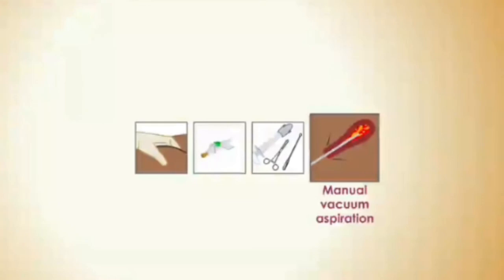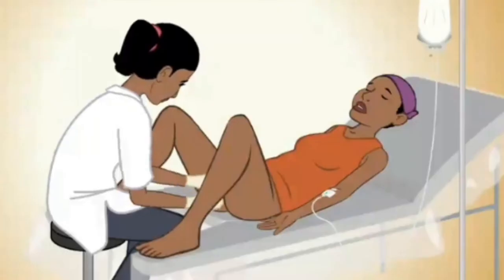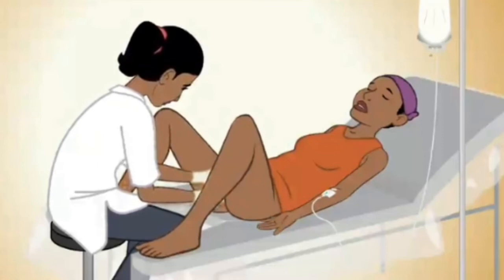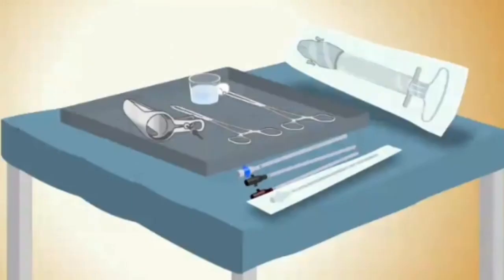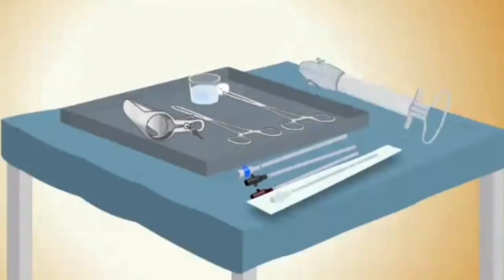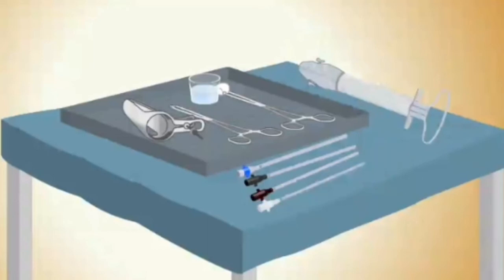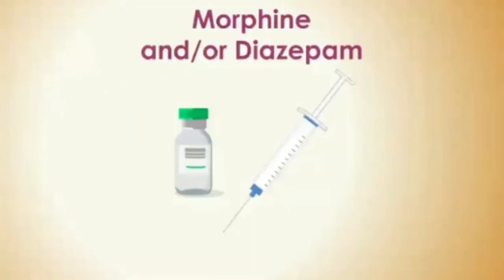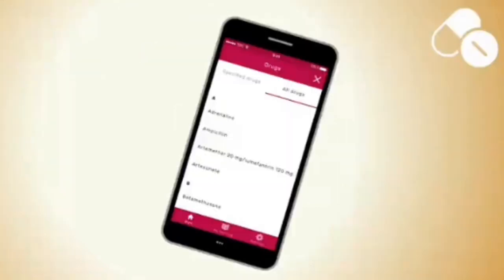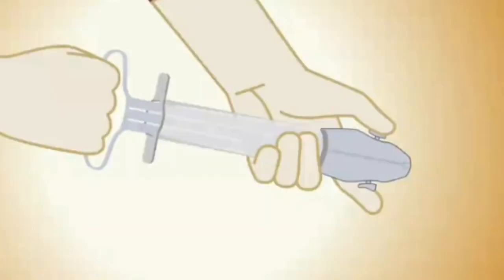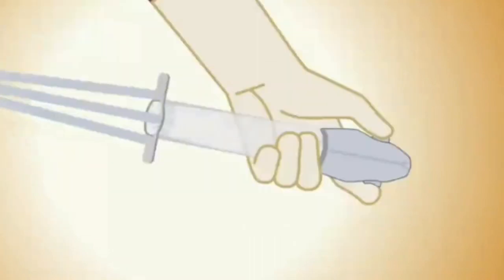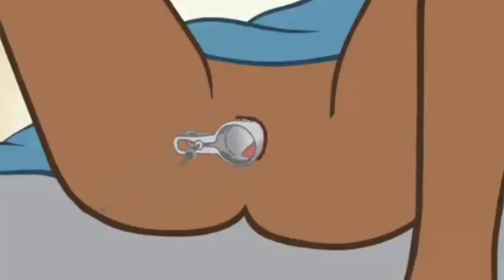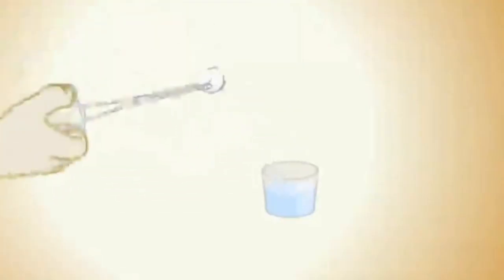Manual vacuum aspiration. In the following, the procedure of manual vacuum aspiration is demonstrated. 1. Ask for consent for the procedure. 2. Prepare table with sterile field for cannulas and other instruments. 3. Give analgesia such as morphine and or diazepam. See drug list for details. 4. Prepare MVA syringe by closing the valves. 5. Insert speculum and clean vagina with clean water.